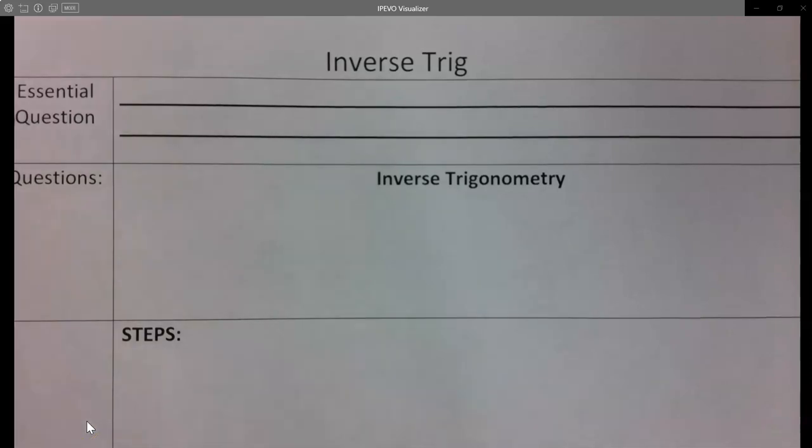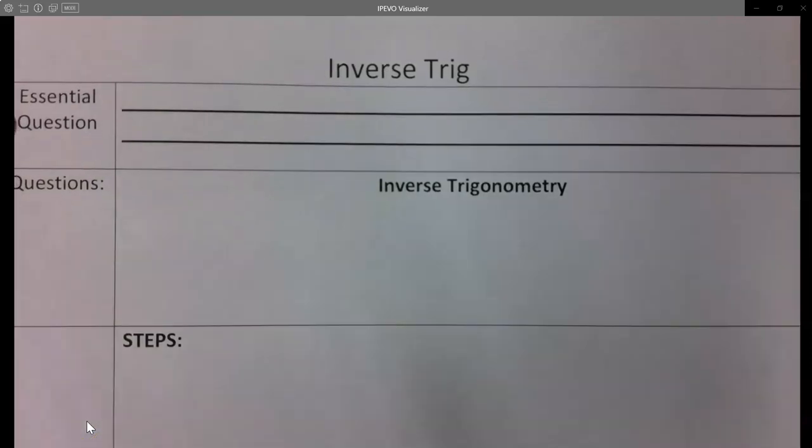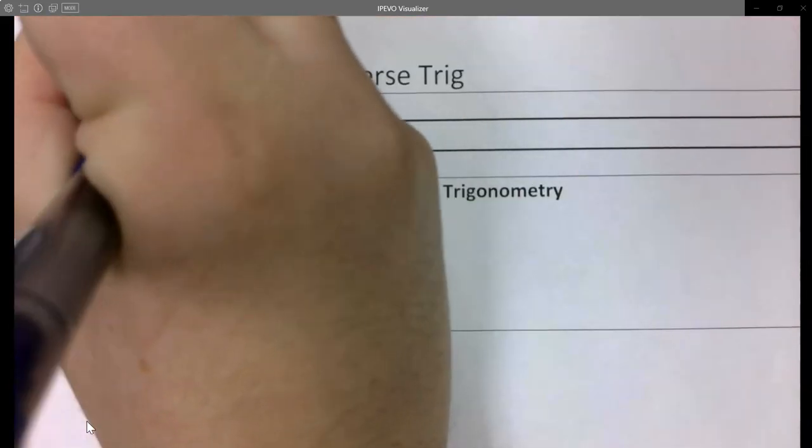Okay, so today we are working on inverse trig. So our central question is, how do I use the trig functions to find an angle?